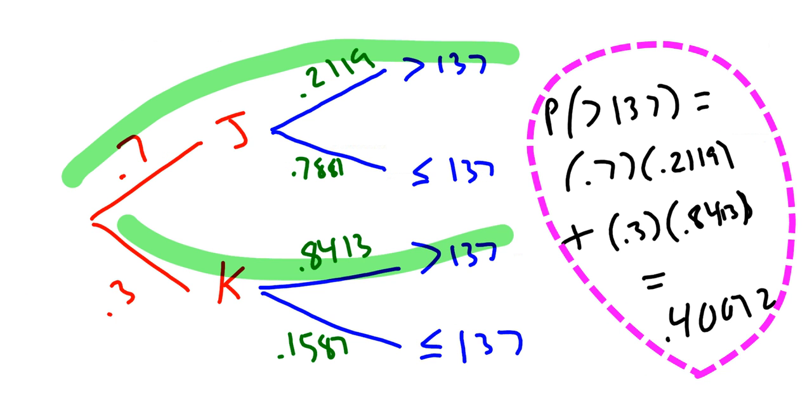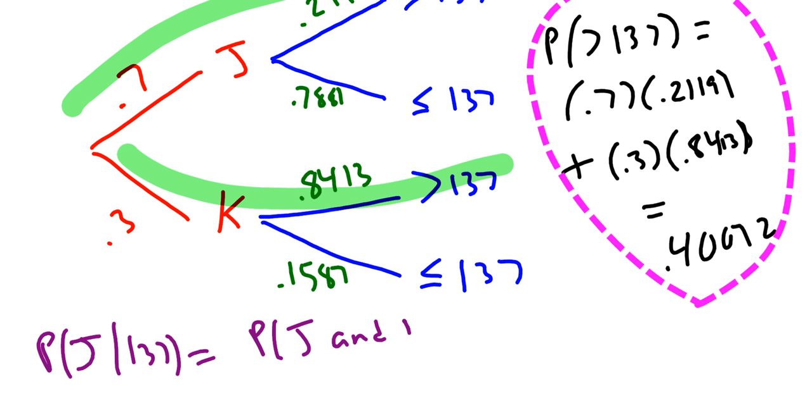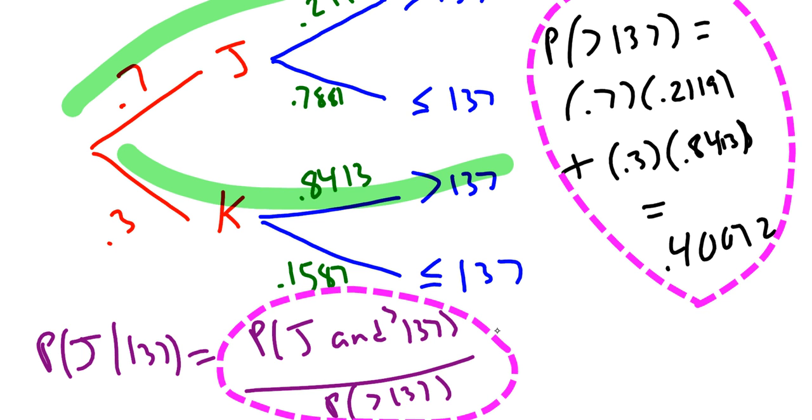So let's go back to that page, and the probability J given 137 equals the probability of J and 137 divided by the probability of greater than 137. So just in case you're wondering, this thing I just drew here, this is a conditional probability formula that is common to all the basic probability classes. There's videos about why that works. Okay, so here we are.